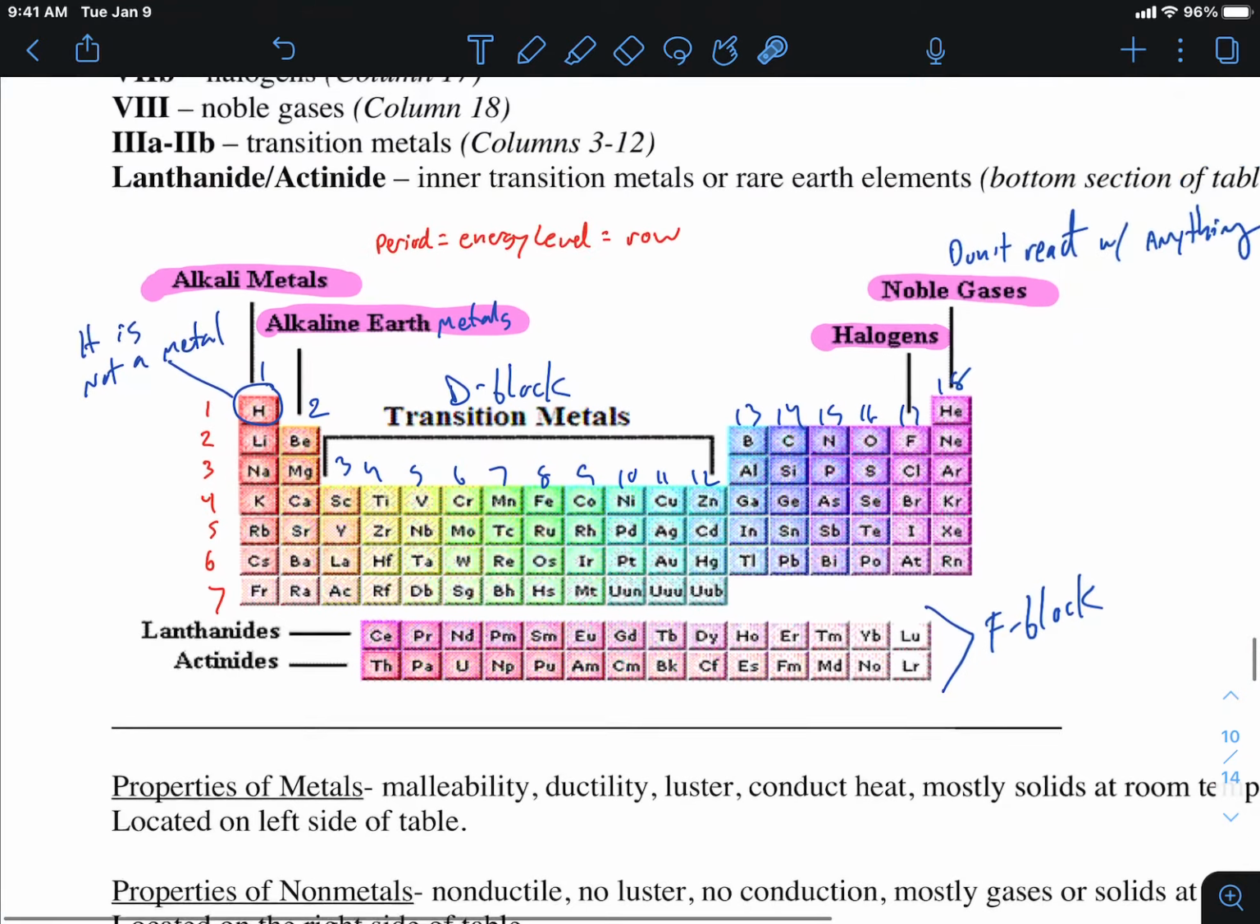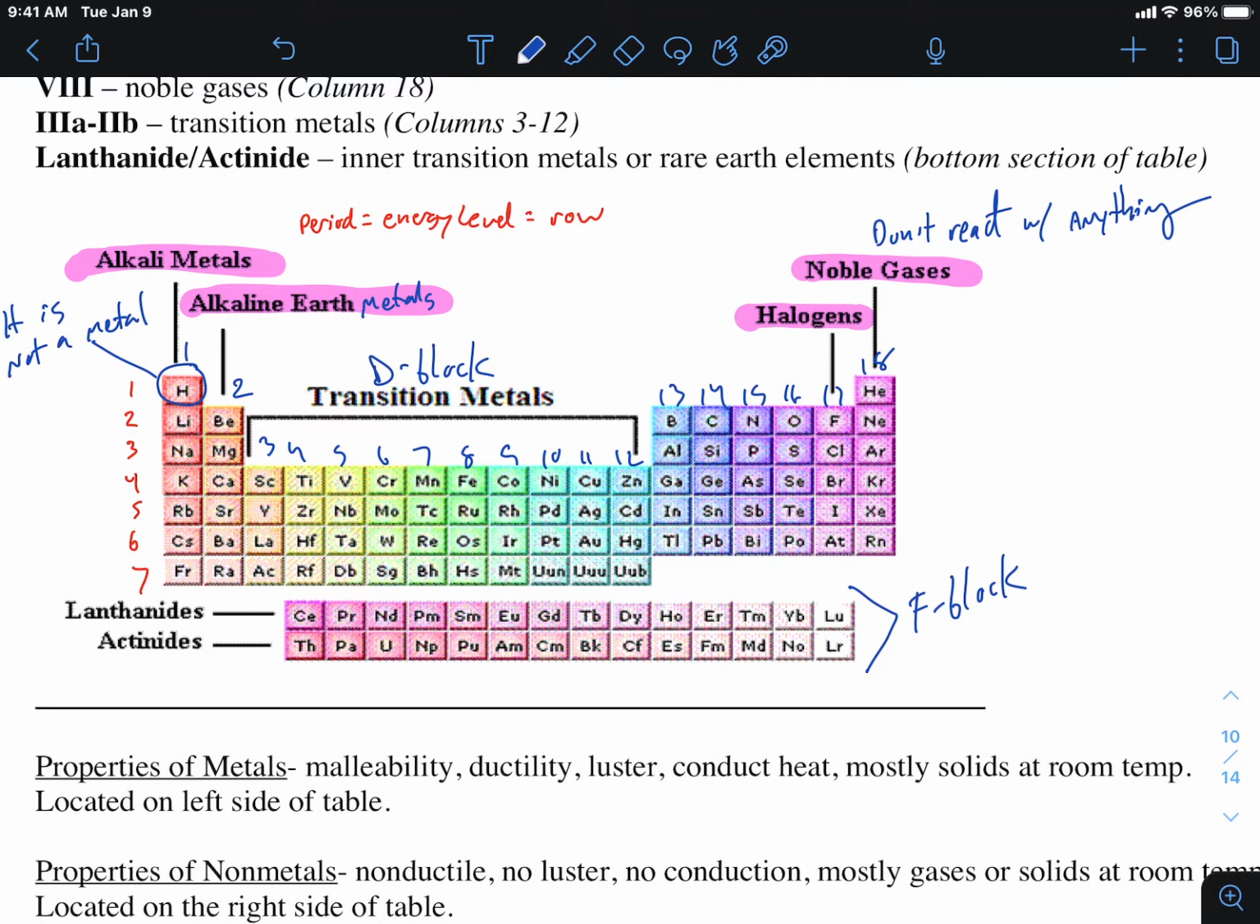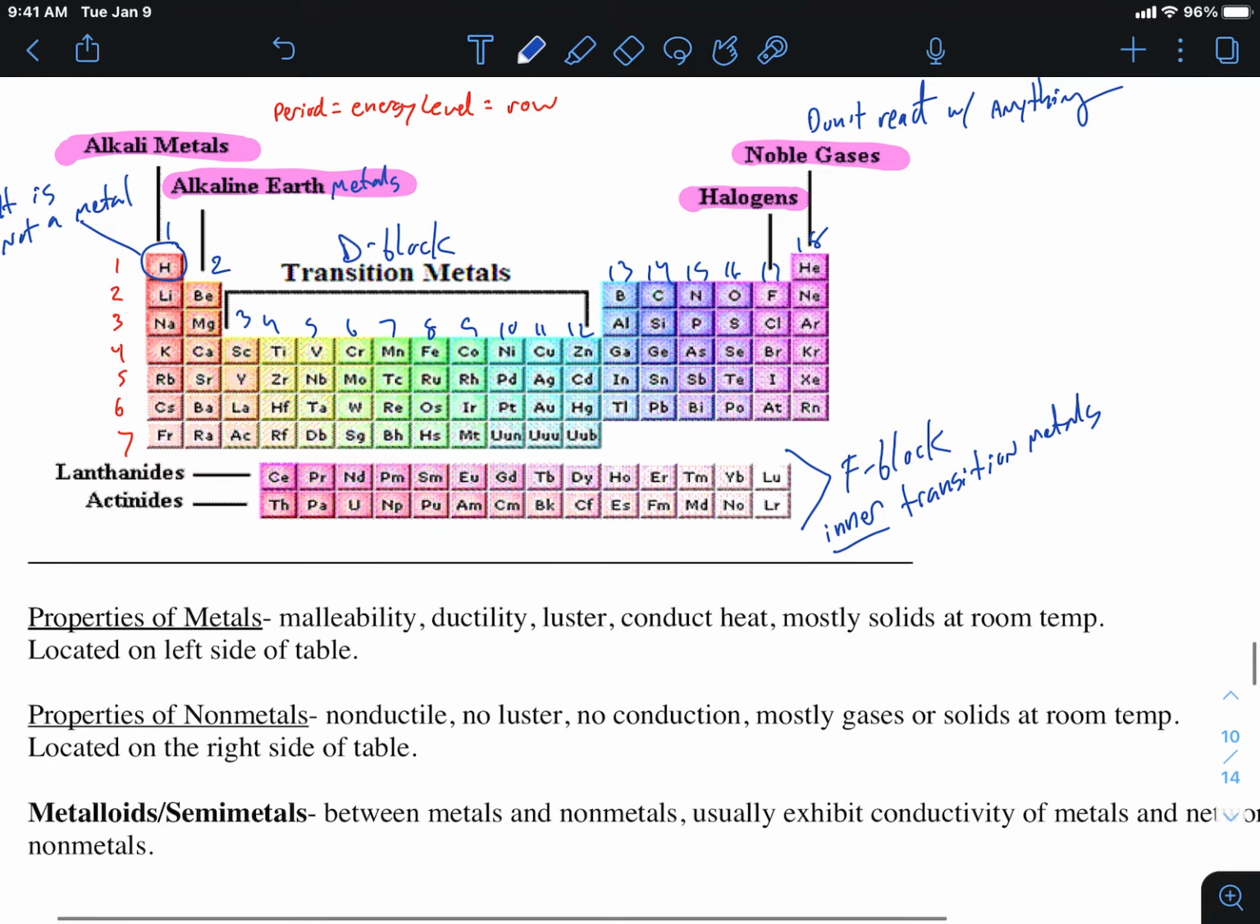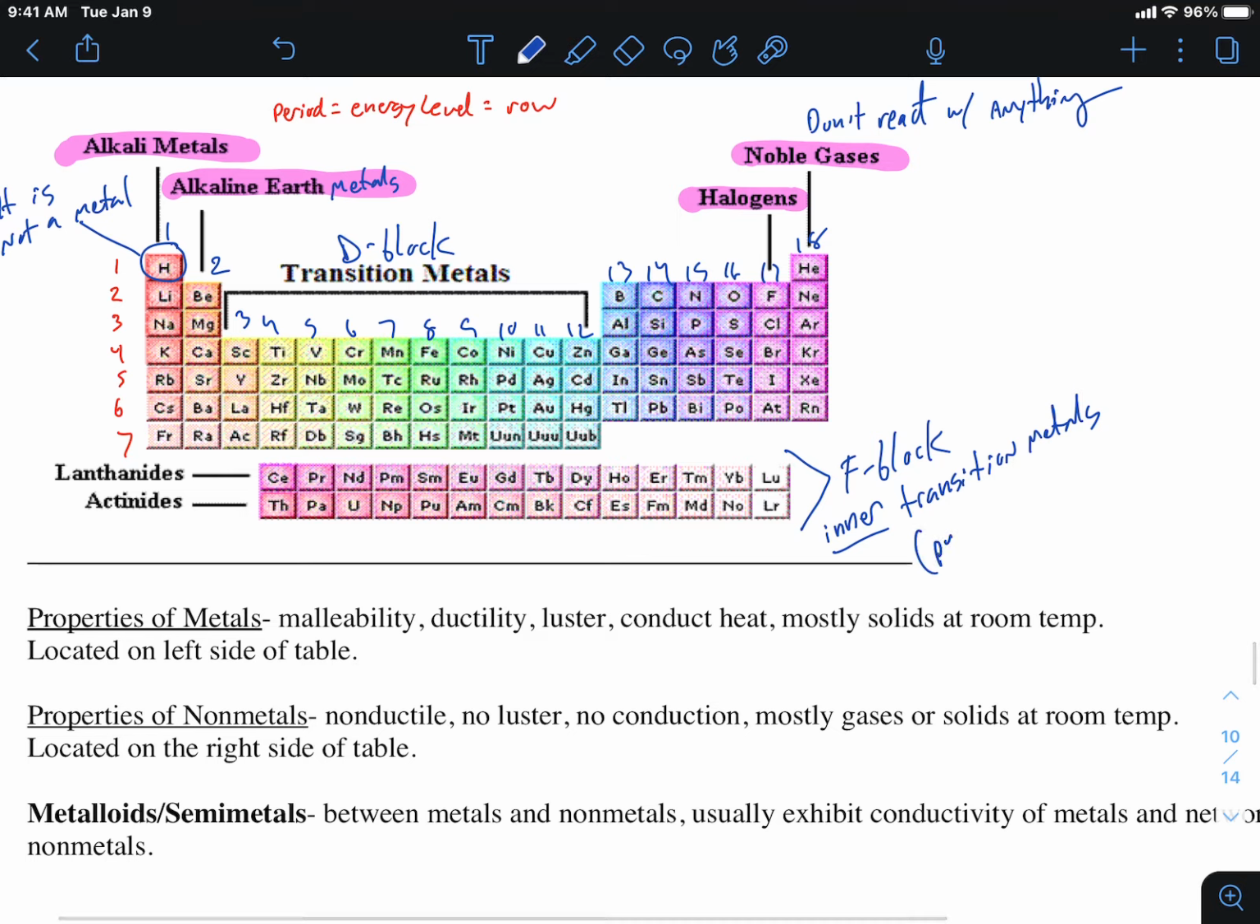All right? Lanthanides, actinides, that name in and of itself is not that important, but you should know that the F block is also referred to as the inner transition metals. So you got transition metals, but then you got inner transition metals. Why are they called the inner transition metals? Because they need to be put back in the periodic table. They've been removed, but really they belong here.